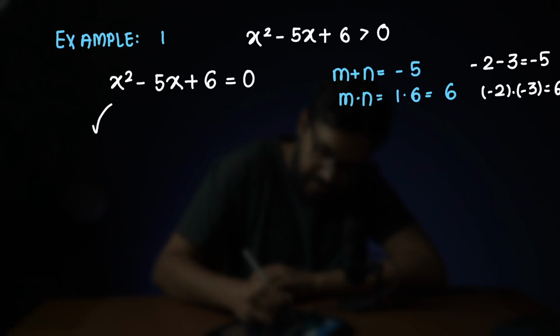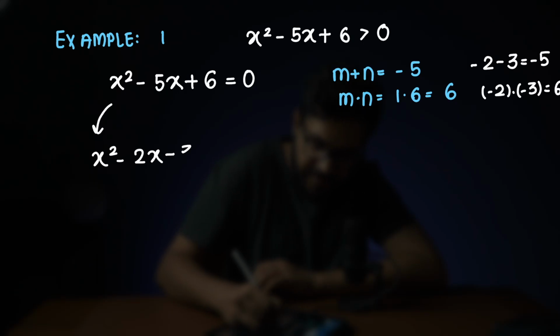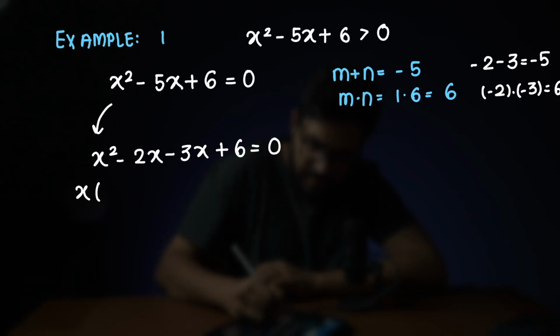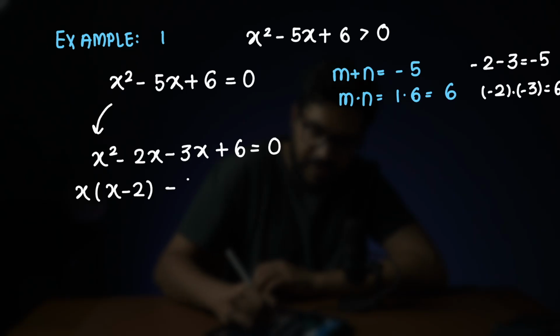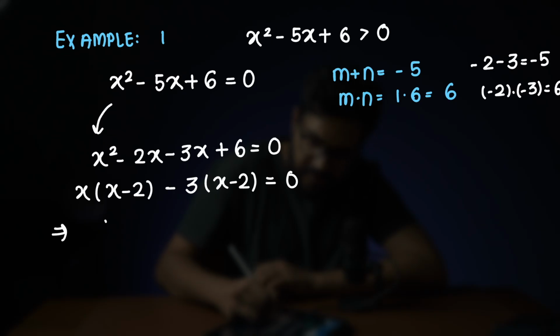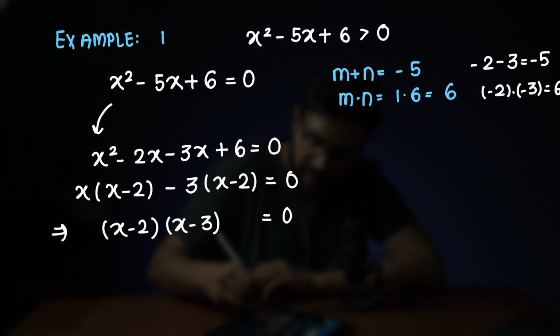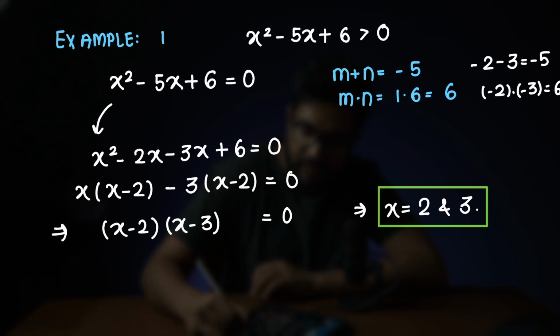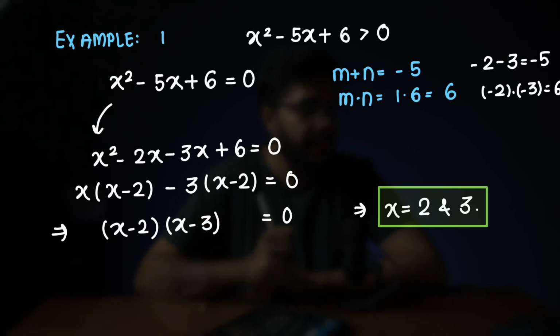So in this case, I can replace my middle term as minus 2x minus 3x plus 6 is equal to 0. From the first two terms, x could be taken common. From the last two terms, I can take minus 3 common. This gives us (x minus 2)(x minus 3) is equal to 0. Solving the first bracket gives us the value of x as 2, and from the second bracket, the value of x is 3. So these are my two solutions for this quadratic equation.